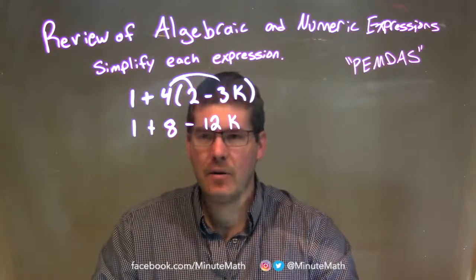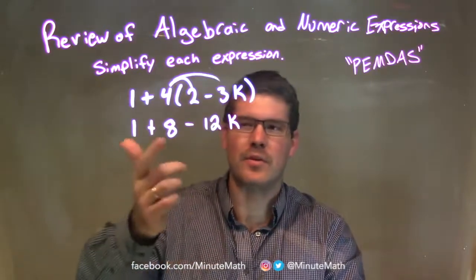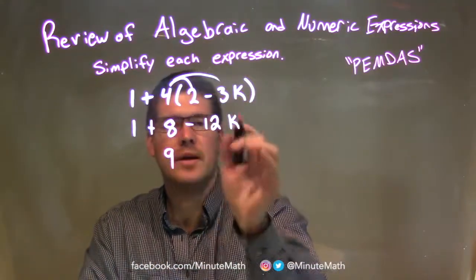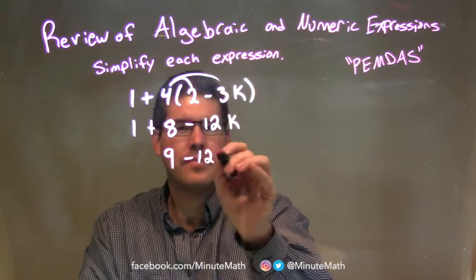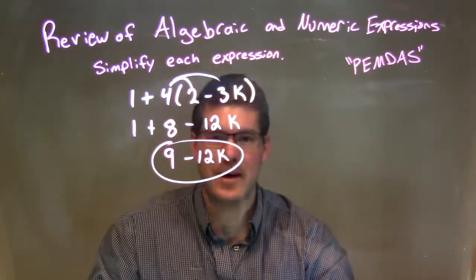Alright, so now we have to combine our like terms. The only like terms I see are my numbers, the 1 plus the 8. So 1 plus 8 is a 9. 9 goes down right here. Then we bring down the minus 12k, and there we have it. Our final answer is just 9 minus 12k.